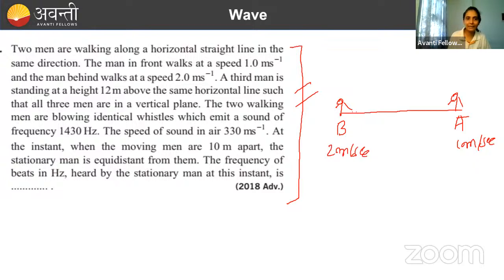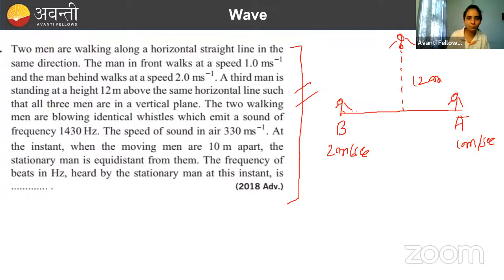A third man is standing at a height of 12 meters above the same horizontal line. At what height from the horizontal line is he standing? The third person is here, standing at a height of 12 meters. Okay? That is given in our question. Now, one more thing here, such that all three men are in a vertical plane. So, look here, if I call this phone a vertical plane, then on this line there is one man here, one man here, and from here the vertical line, somewhere here the third is standing. So this is one vertical plane, and in this vertical plane only all three persons are situated. That's the question. Okay?